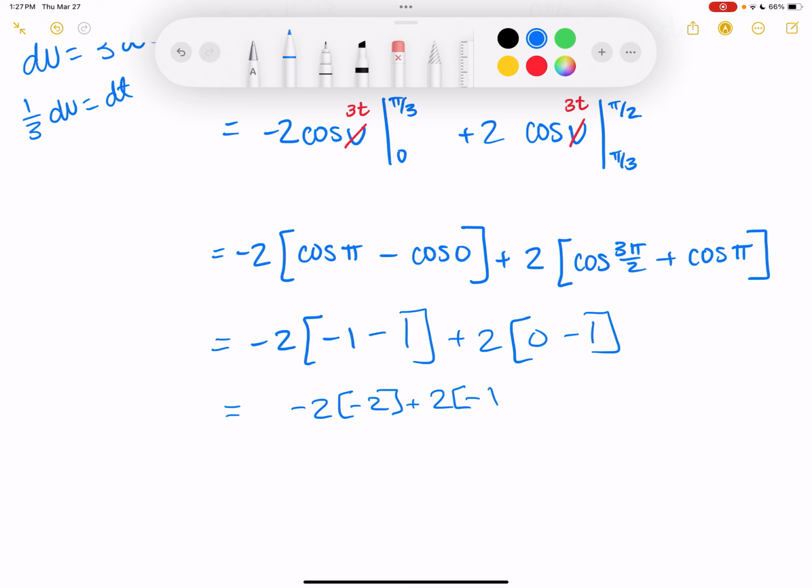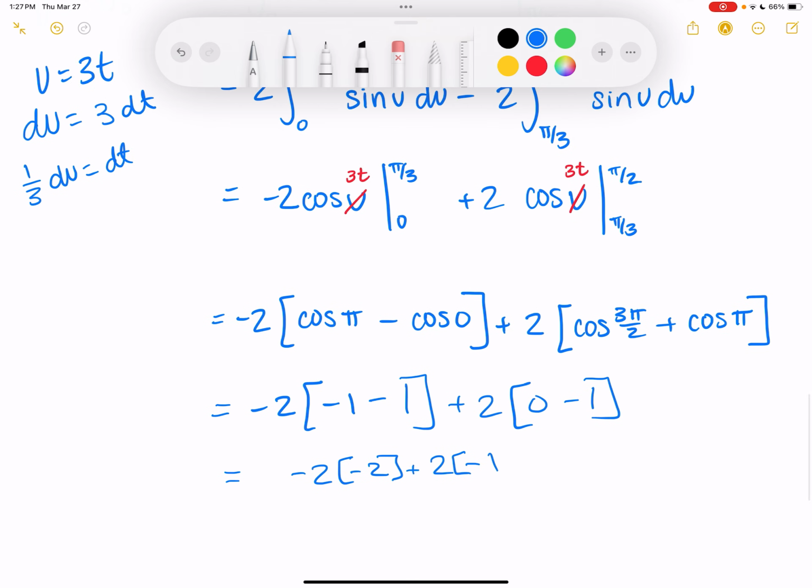Okay, back to calculus. Yeah, I have to, hold on. Let me process what I wrote here. Shouldn't it be cosine of 3 pi over 2 minus cosine of pi? True. Yes. I was just looking.